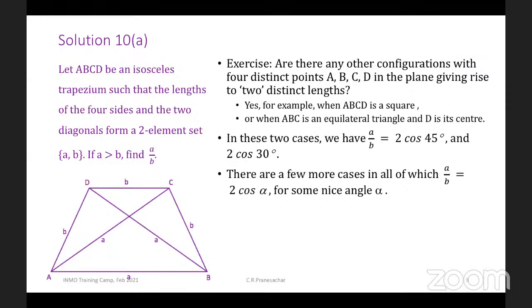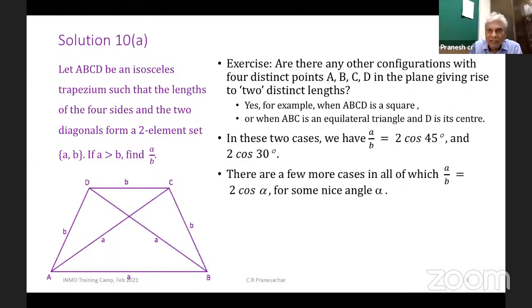Okay. Sir, will there be a finite number of possible values of A by B, or have we found an infinite set? There will be only finitely many cases. You can actually find all of them, and in all these finitely many cases, A by B will be of the form 2 cos alpha. The nice thing about this ratio is that it is greater than 1 because A is greater than B, but it's always strictly less than 2, because 2 cos alpha is always strictly less than 2.